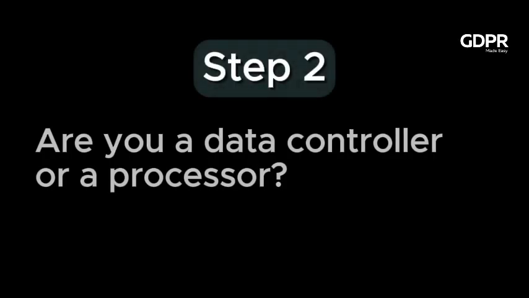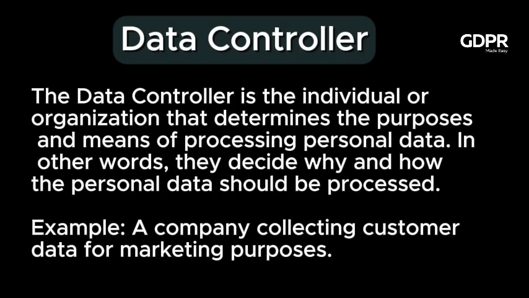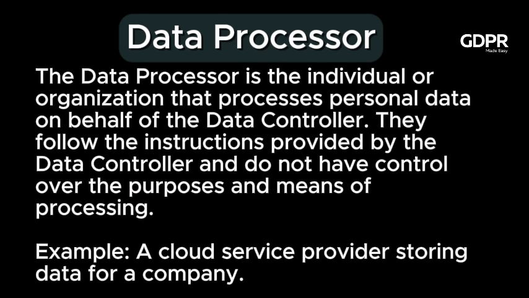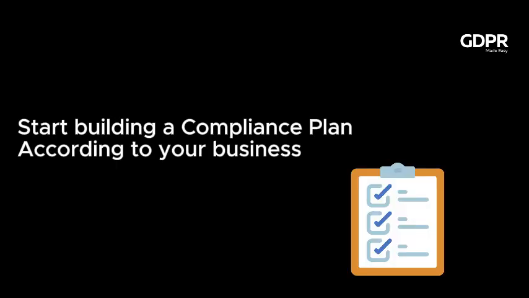Understanding your role. Are you a data controller or a processor? The controller decides why the data is processed, while the processor handles the data on behalf of the controller. For example, a marketing agency collecting customer emails for a retailer acts as a processor, while the retailer is the controller. Once you know the basics, you can start building a compliance program according to your business.